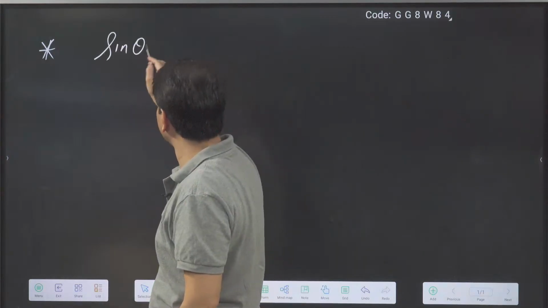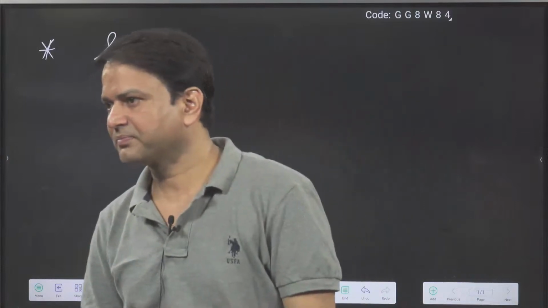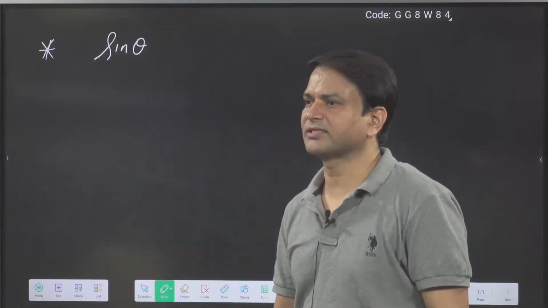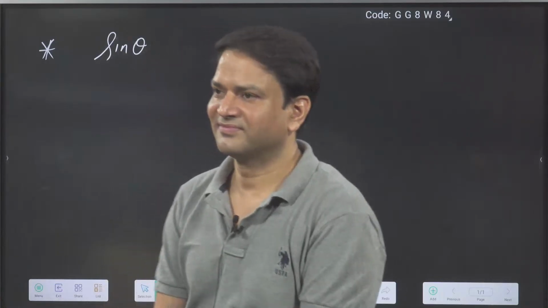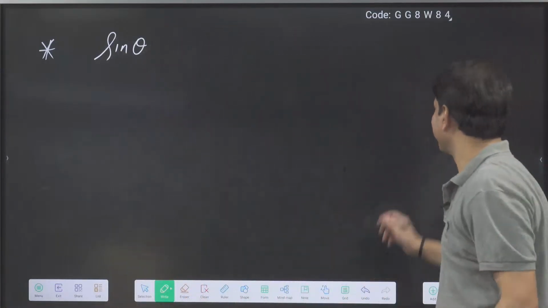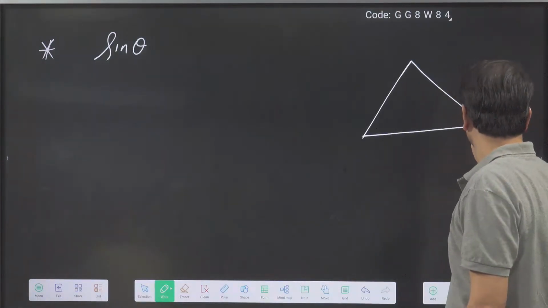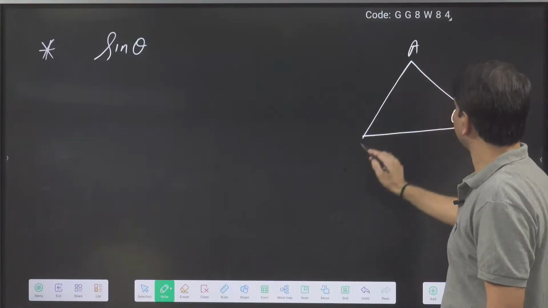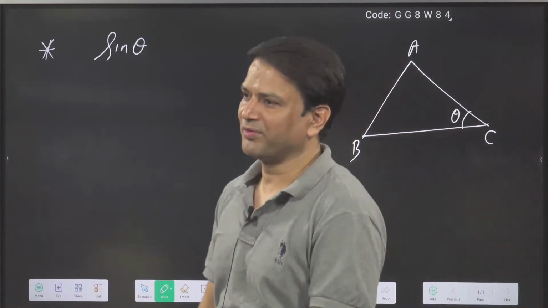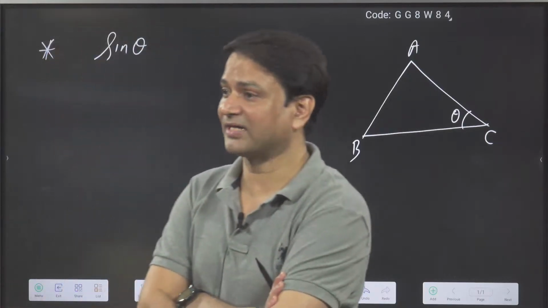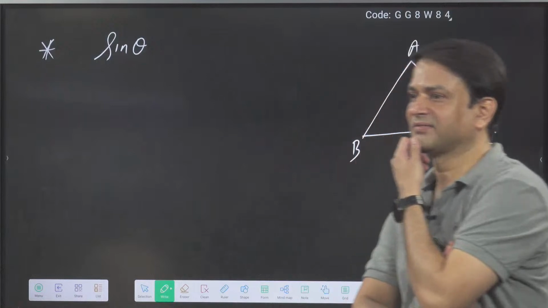So the first one is what? Sin theta. Everybody knows the formula of sin theta? What is the formula of sin theta? Okay, I'm making the triangle. You will say what is sin theta? Opposite by adjacent? No. Opposite by hypotenuse.